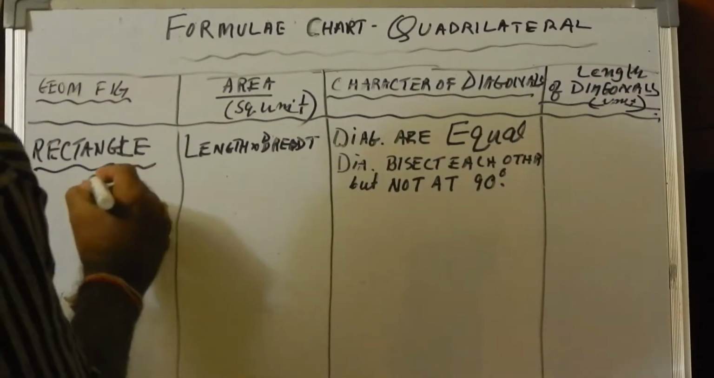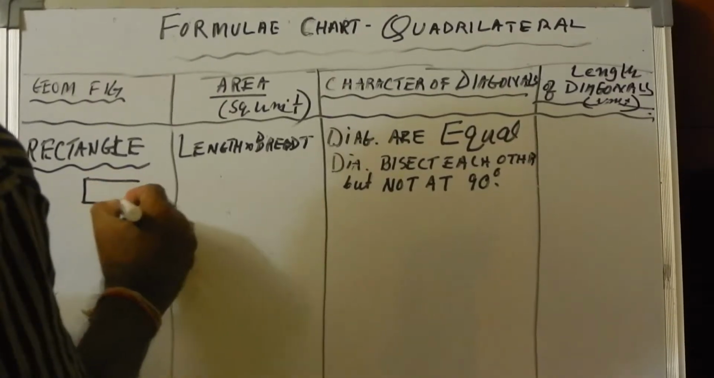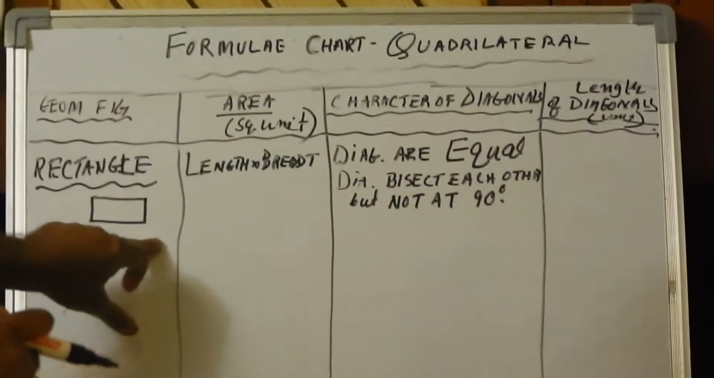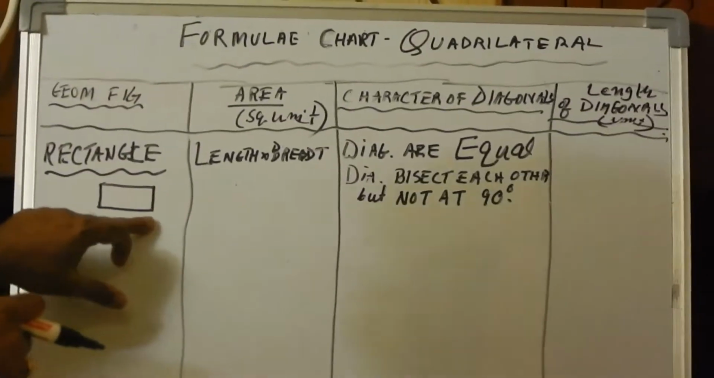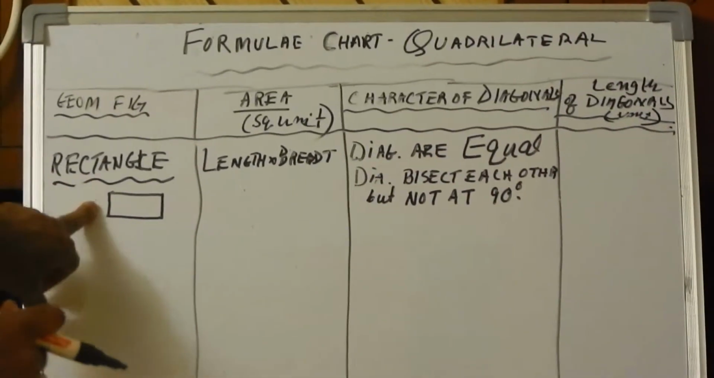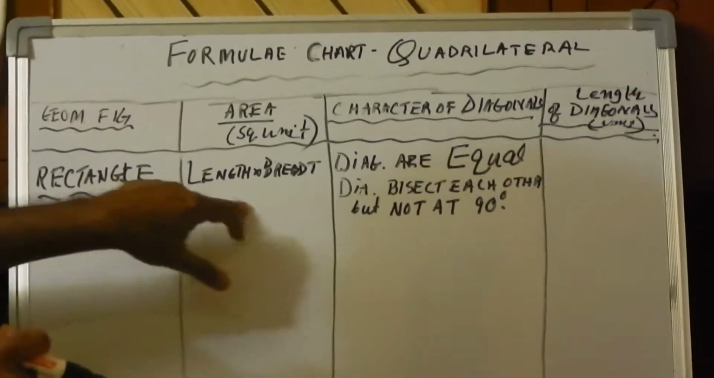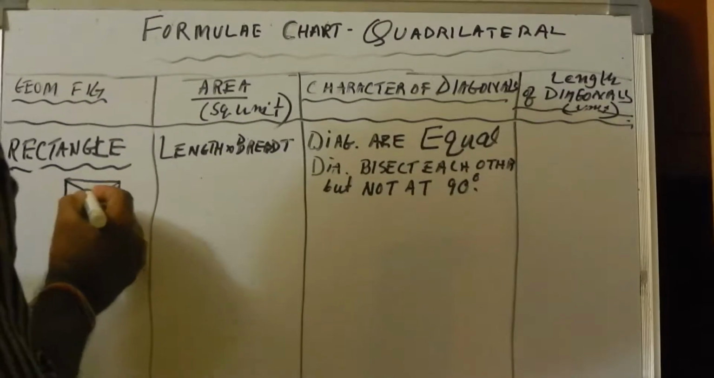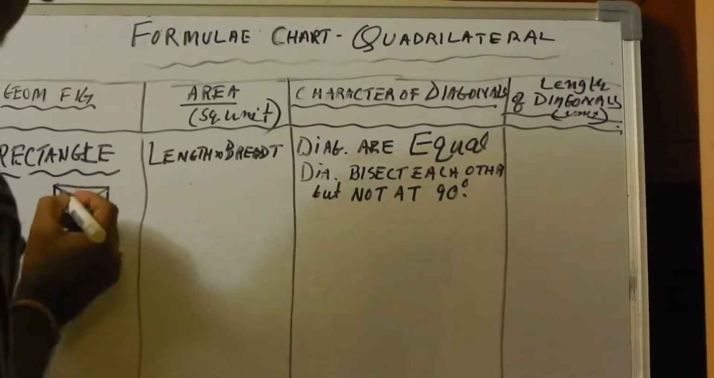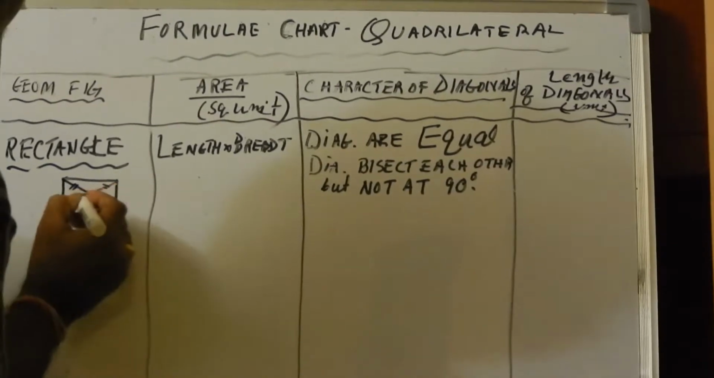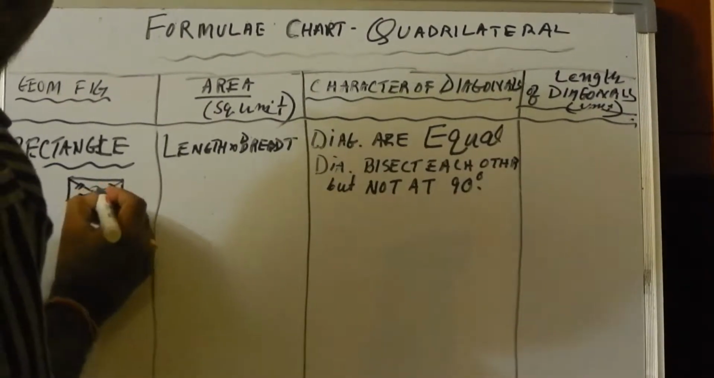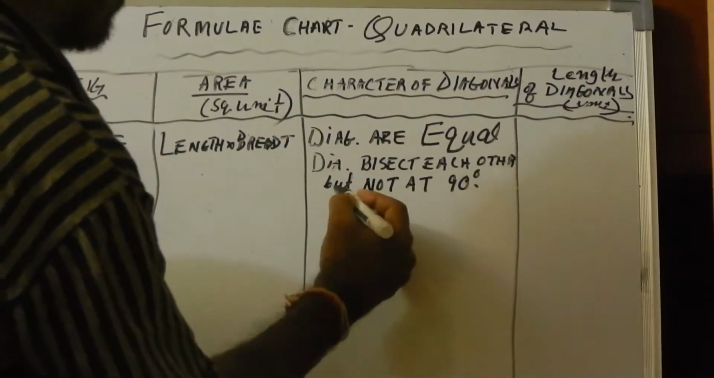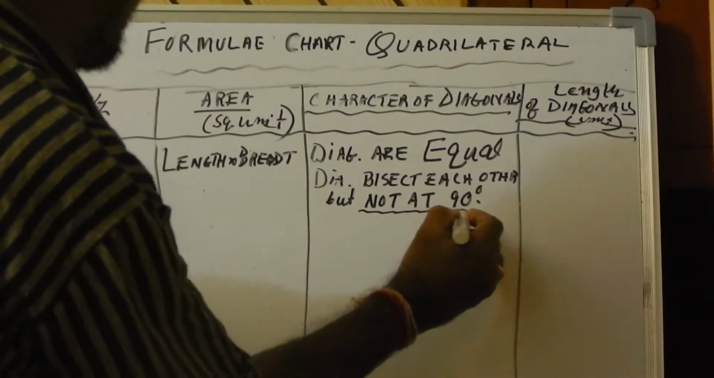And rectangle, you know the shape, like that. All the angles are 90 degrees, and the length and breadth differ. Breadth is smaller, length is longer, and so length into breadth is equal to its area. And the diagonals, these two diagonals bisect each other. So this one equal to this one equal to this one. But these bisection angles are never 90 degrees. They bisect each other but not at 90 degrees.